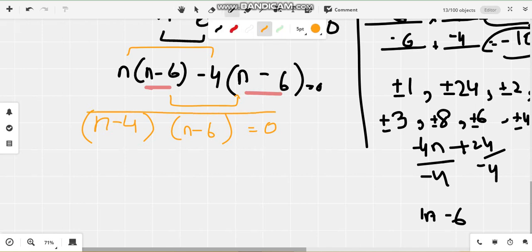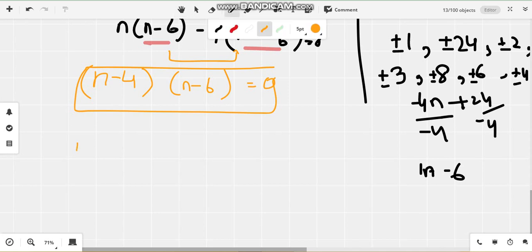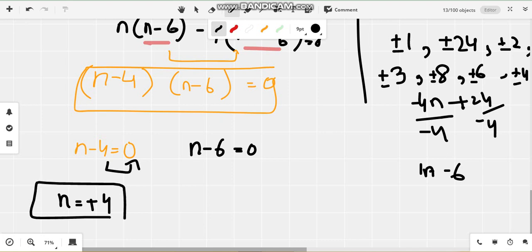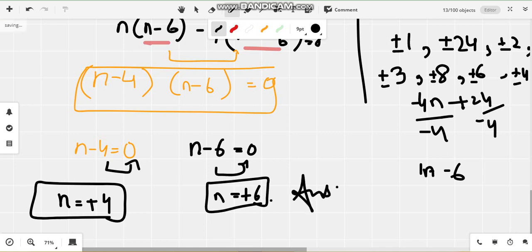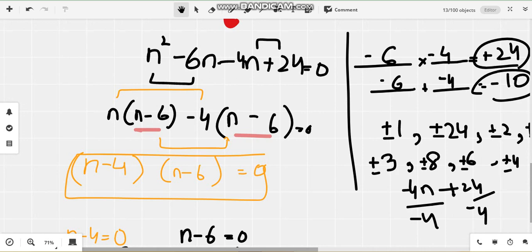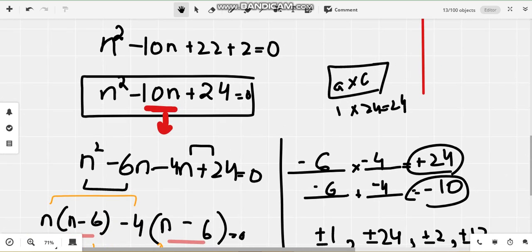But if in the question they are asking to simplify the value, also solve for the variable, then you will make them both separate. n minus 4 equals to 0, n minus 6 equals to 0. And then you will move this 4 to the right side, that becomes n equals to positive 4. And when you move the 6 to the right side, that becomes n equals to positive 6. And that's the answer.